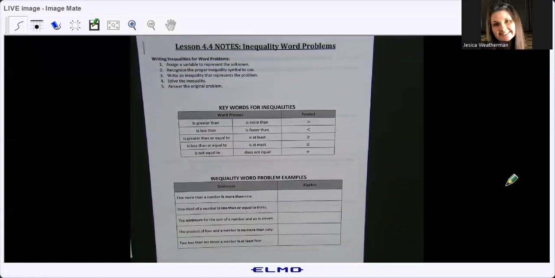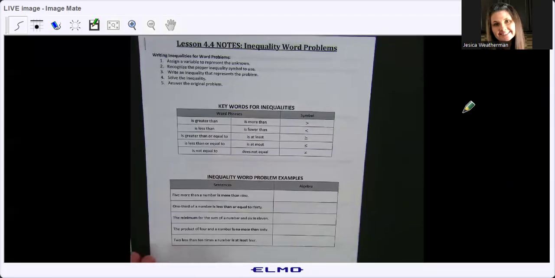that represents the unknown. So, for example, if we're talking about apples, choose A. If we're talking about fruit, choose F, whatever it is. Okay. But you don't have to do that. All right. And then recognize the proper inequality symbol. And sometimes this is the most challenging part of it. So we're going to go over some of those down here, some that you might see more often.